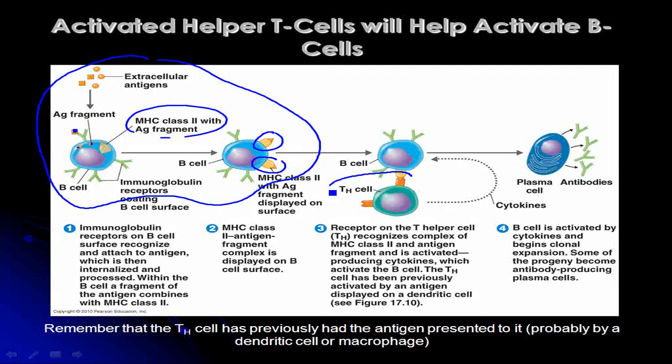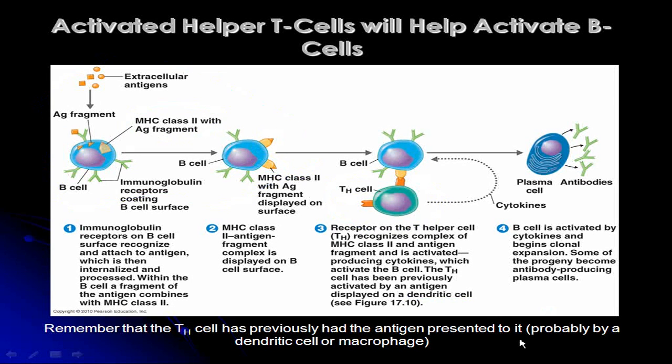Okay, now here's your helper T cell. Now we just saw how this helper T cell saw that same antigen because it was presented to it by a dendritic cell or a macrophage. Only the T helper cell has to have seen that antigen before to be activated itself. And only when it's activated will it wander along and find the B cell that's presenting that same antigen to it.